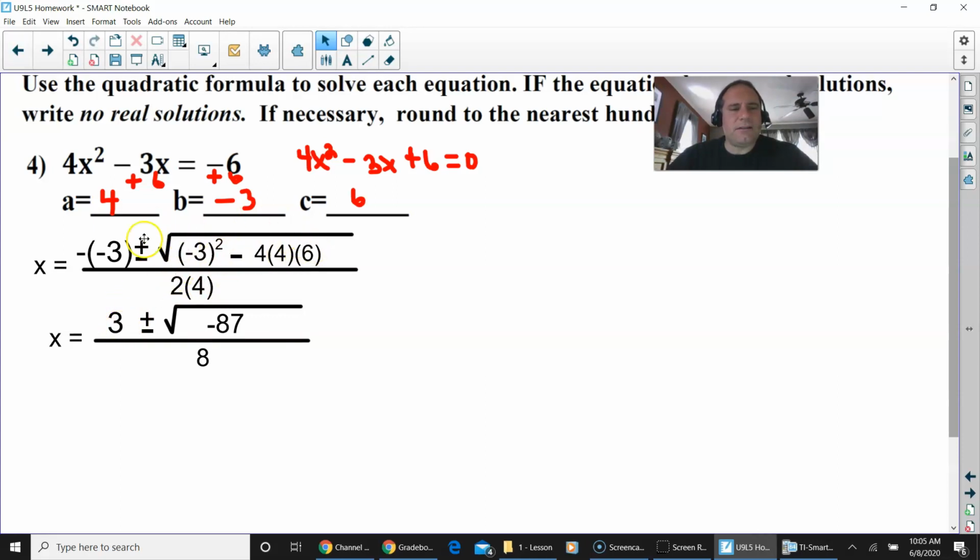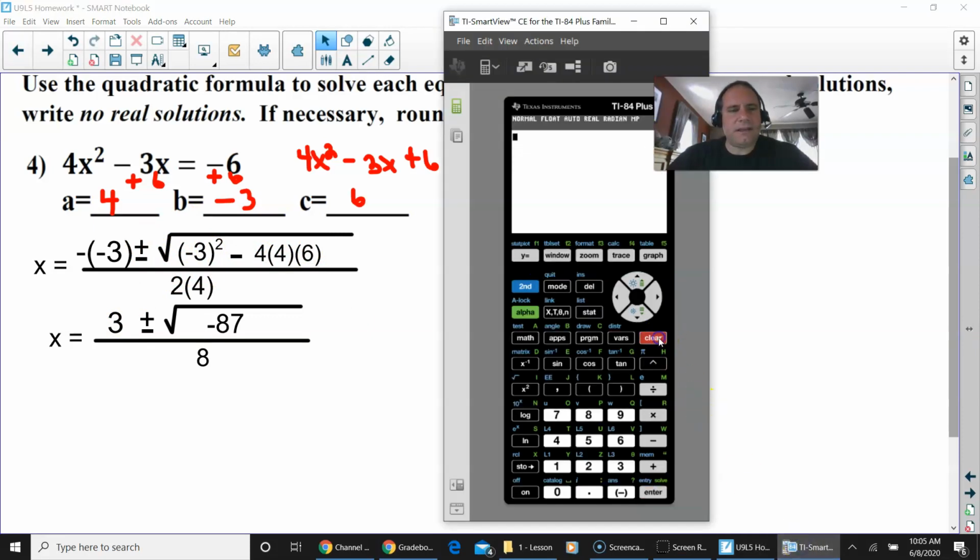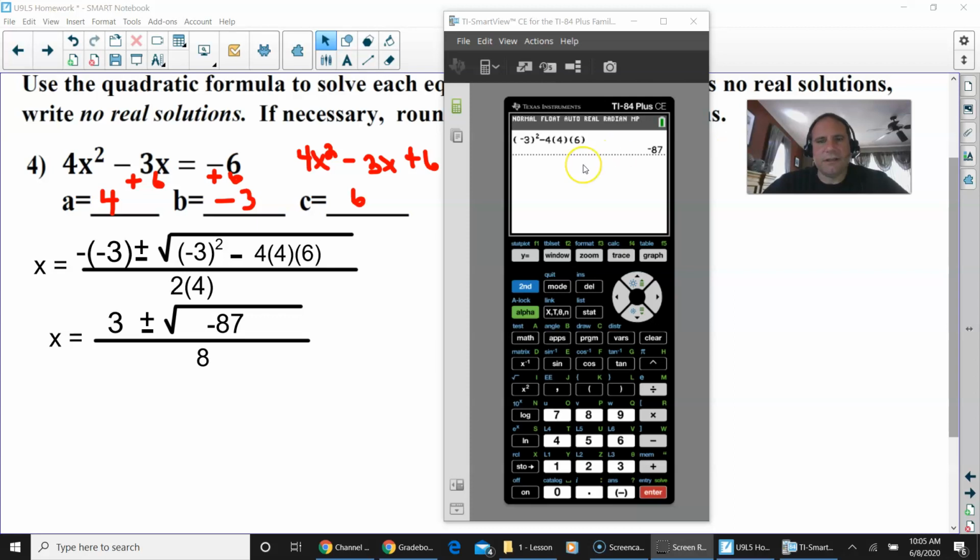I put exactly this into the calculator, and I'll just bring it up right here. So we have negative 3 in parentheses squared minus 4 times 4, which is your a, times 6, which is your c. And if you press enter right there, you get negative 87. Negative 87, right? If you try to square root negative 87, you should know already what happens, but I just want to review with you.